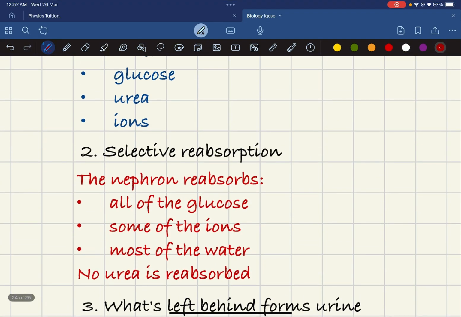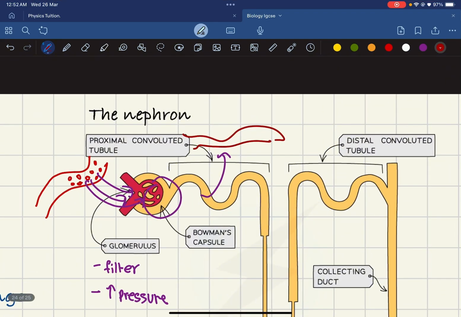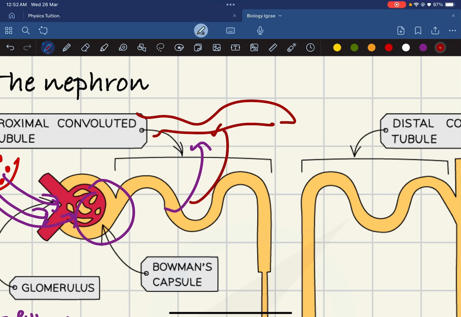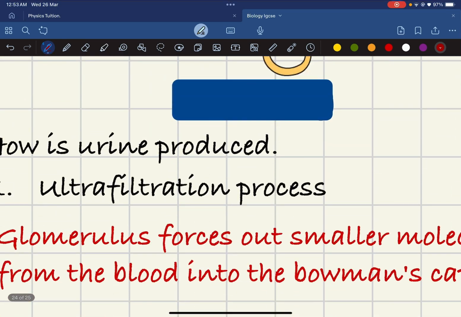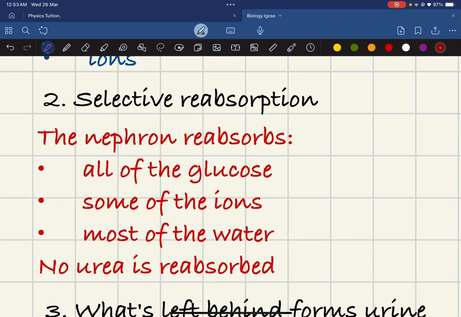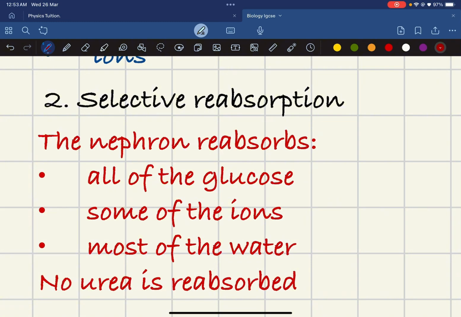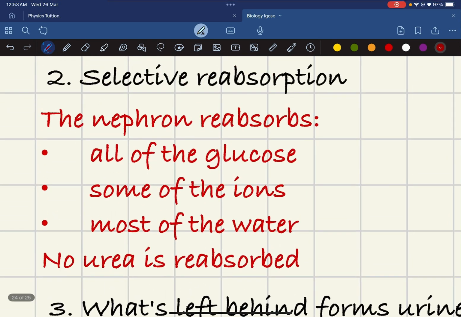And then some of the ions are also sent back into the bloodstream because they're needed, and a lot of water, most of the water, is also sent back into the blood because our body is mostly made out of water, so it's a very crucial component. So basically the things which our body needs the most are sent back into the blood, okay? Which is why this is called selective reabsorption. It is selectively sent back into the bloodstream based on what our body needs, okay?